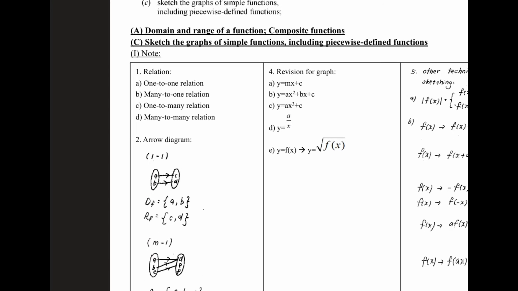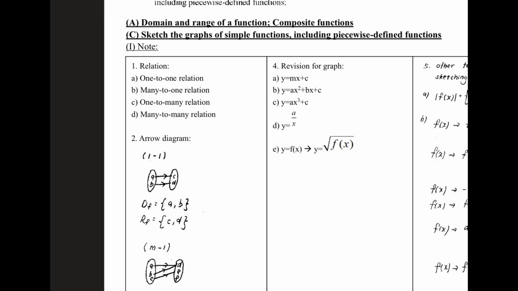Our first subtopic here is domain and range of a function, composite functions, and then sketch the graph of simple functions, including piecewise defined functions. So first of all, let us understand relation. So we have one-to-one relation, we have many-to-one relations, one-to-many relations, and many-to-many relations.